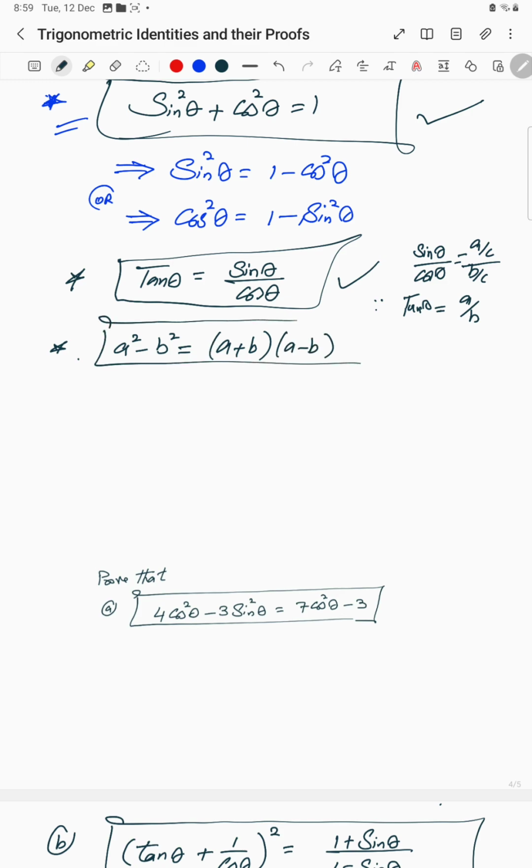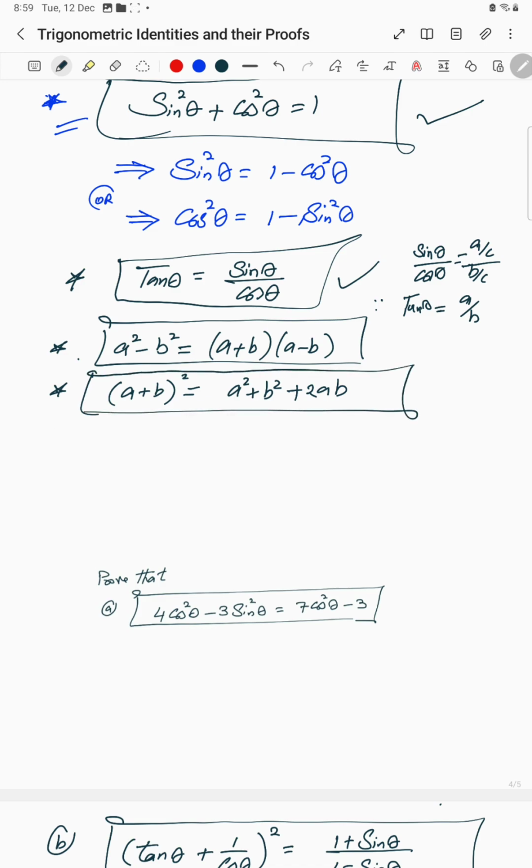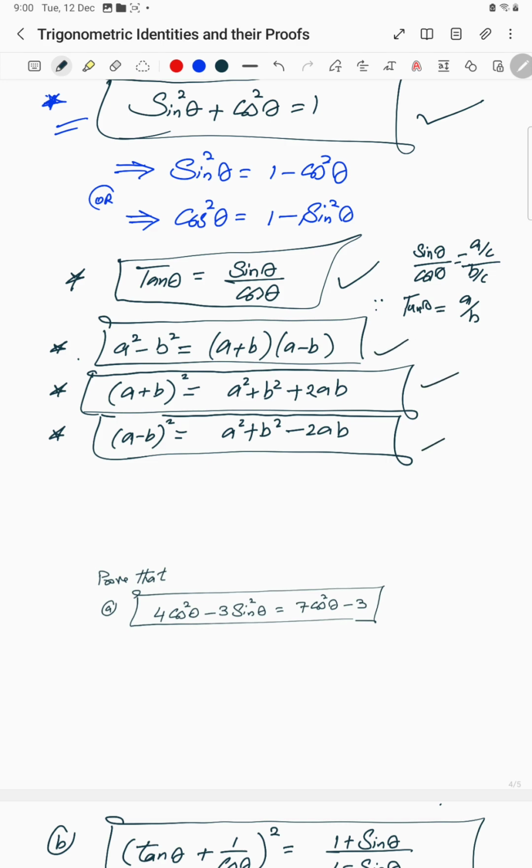This is the third identity. These are algebraic identities, and you have proved them in the O levels. And a plus b whole square can be formulated as a square plus b square plus 2ab. You can insert 2ab in between or last, it doesn't affect it. And the final one, a minus b whole square equals a square plus b square minus 2ab. Just keep these identities in mind, and on the basis of these five in total, 1, 2, 3, 4 and 5, we will prove each and every trigonometric identity.